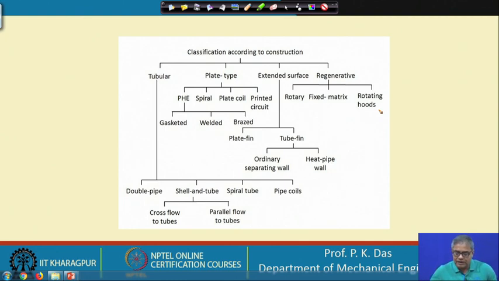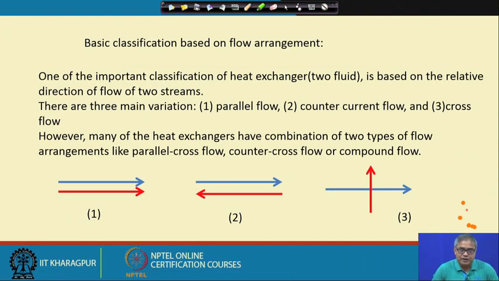So, with this, let us go to the next slide. Basic classification based on flow arrangement. So, there are two fluids. I have told you most of the heat exchangers are two fluid heat exchangers. So, the two fluids will have some direction of flow, or rather any fluid will have a direction of flow with respect to the other fluid.